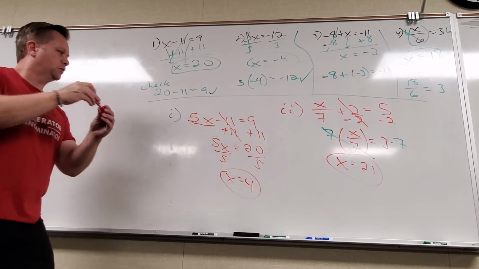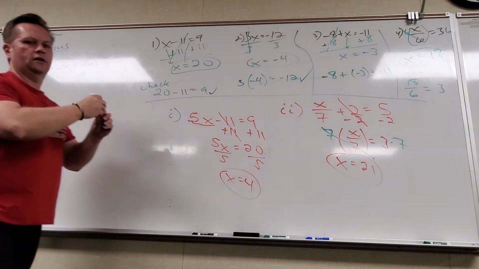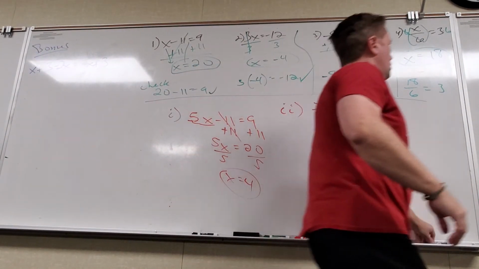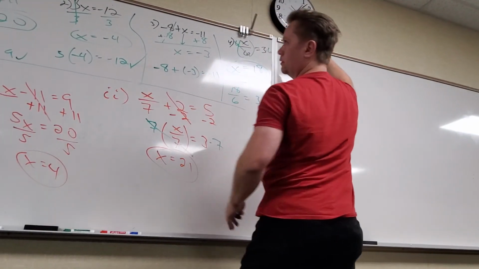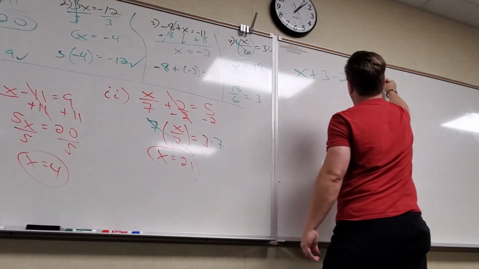All right, now watch. I do want to come back to this bonus. I don't know how many people tried it out. Let me move it over there. What's it say? X plus 3 minus 2x equals negative x plus 3.